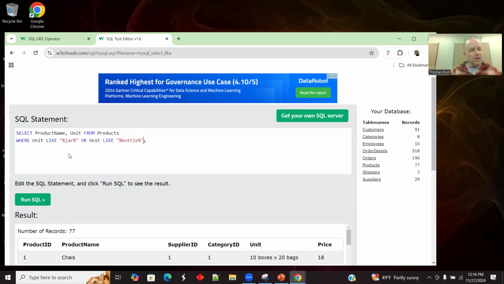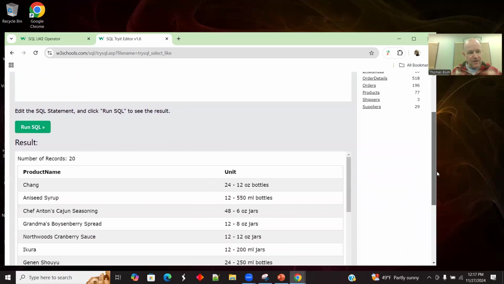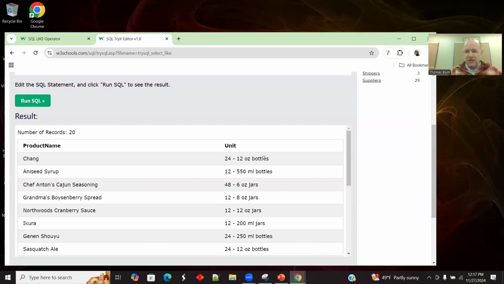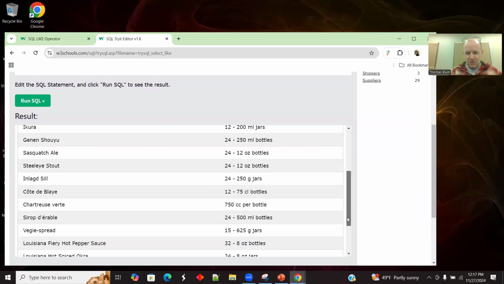Close the quote. Okay, so select product name, comma, unit from products where unit like, quote, percent jar, percent, close quote, or unit like, quote, percent bottle, percent, close quote, semicolon. Let's give it a whirl. So now we have the various names and the units. There's bottles, bottles, jars, jars, jars, jars, bottles. Okay.